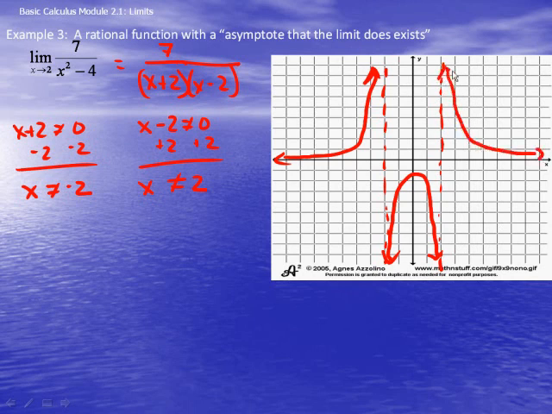Like this. So because of the two vertical asymptotes, this graph's really split into three parts. Now we need to look as x approaches 2. As it approaches 2 from the negative side, we're heading to negative infinity. And as we're approaching 2 from the positive side, we're heading to positive infinity. So here's another case where this function does not exist because they're heading to two different numbers.